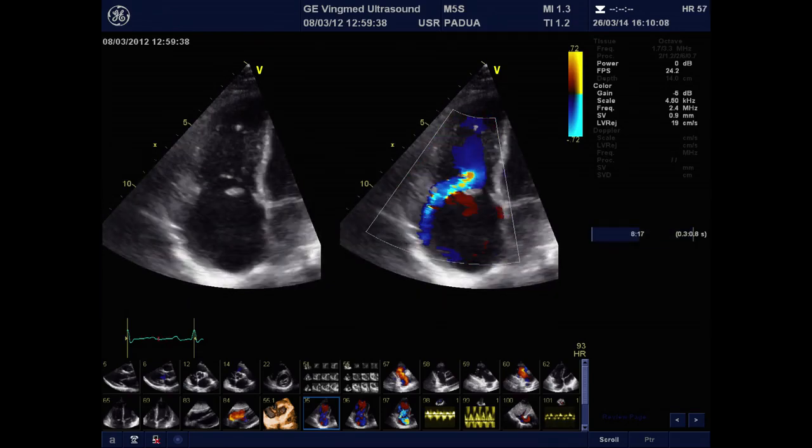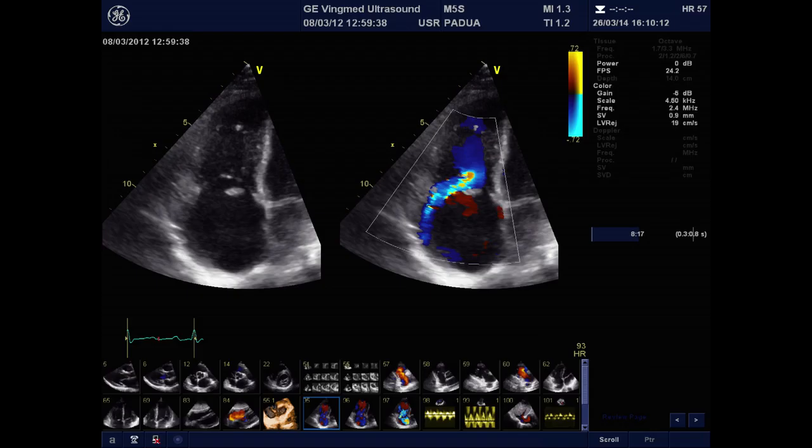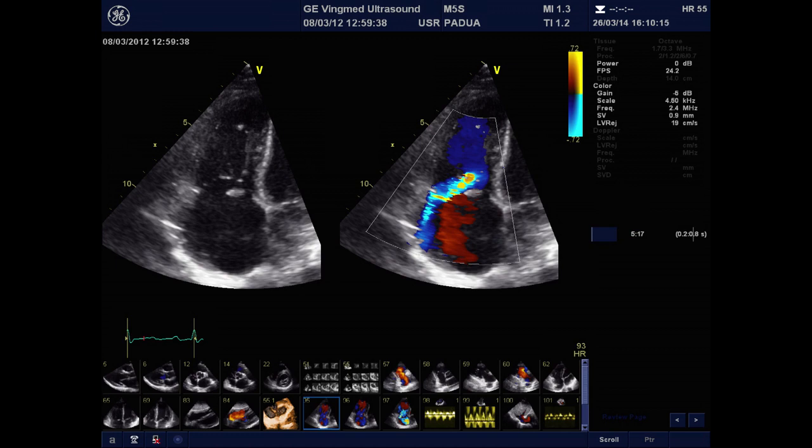The second point is the fact that the color flow, as you can see here, for instance, if I change the gain of the color and I increase it, seems larger, and if I reduce it, it will seem significantly lower.